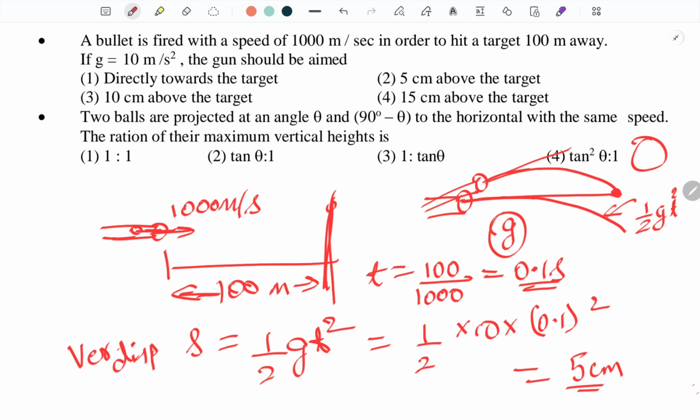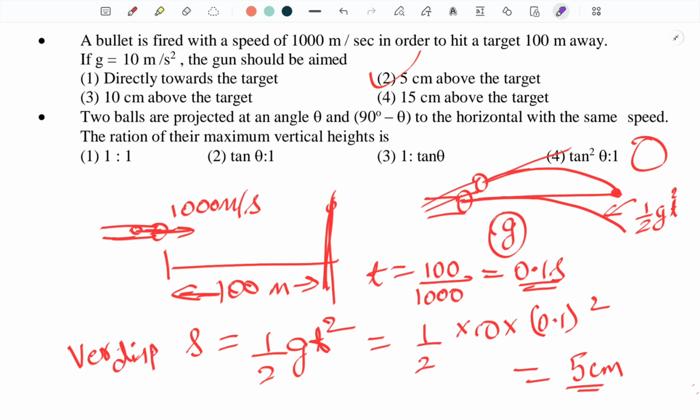Obviously, it has to be 5 centimeter above the target. If you aim at the target, you will be hitting 5 centimeters below the target. So 5 centimeters above the target, if you shoot, your bullet will reach the target exactly. Okay, so this is your solution to this question.